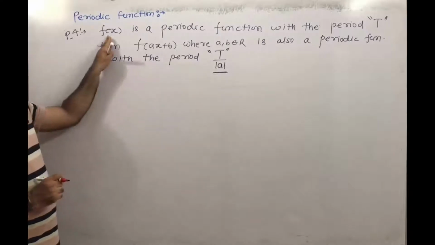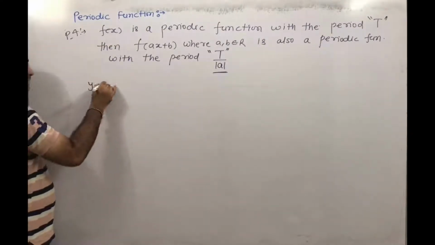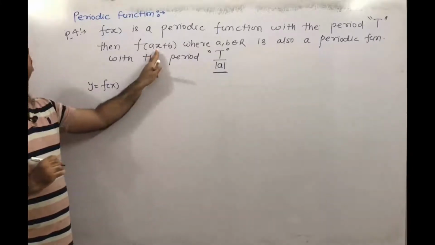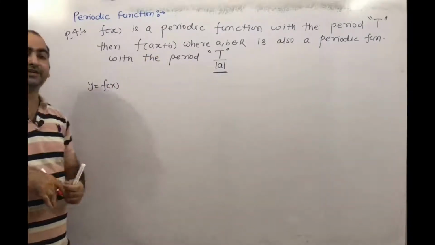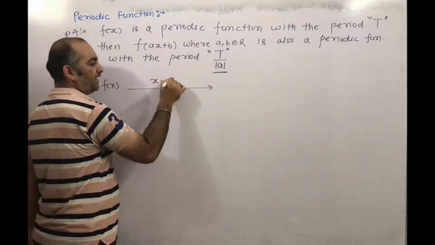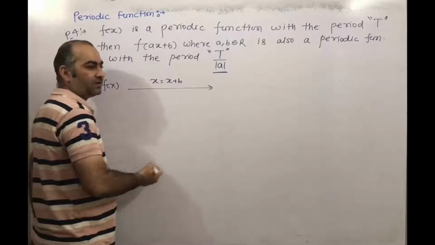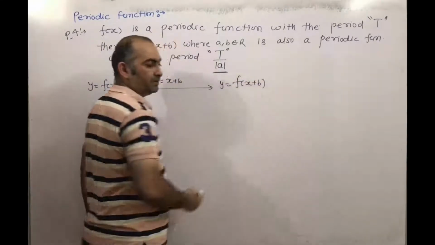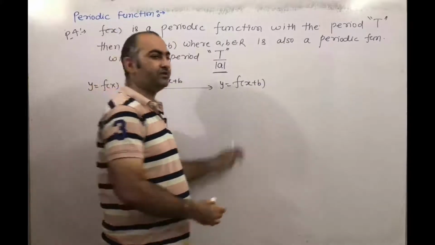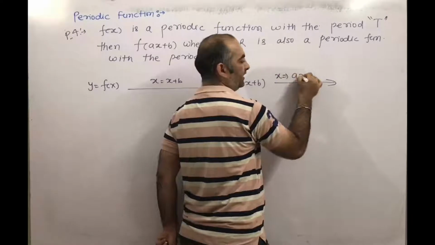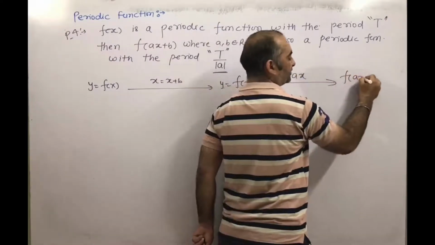We know f(x) is a periodic function, so y equals f(x) is a periodic function. How do we get this function from here? We have to do a transformation of the graph. First, replace x with x plus b. So what will come here? y equals f of (x plus b) will come. Then, instead of x we replace with ax. If I replace x with ax, then what will come? f of (ax plus b).